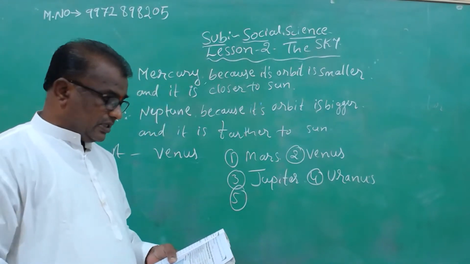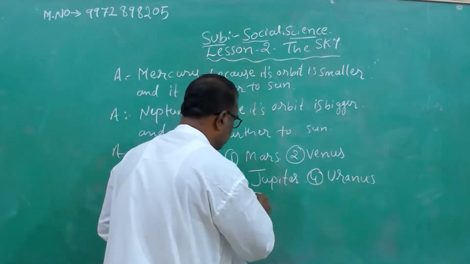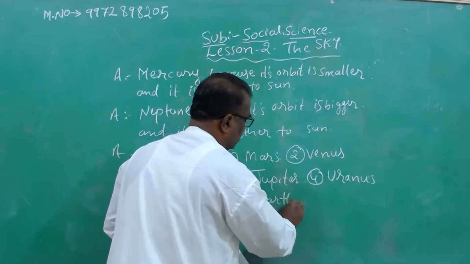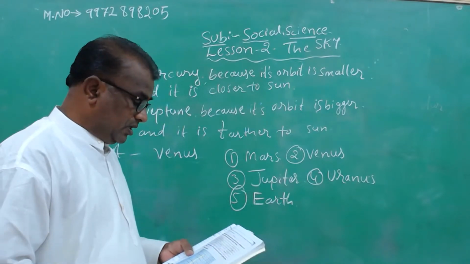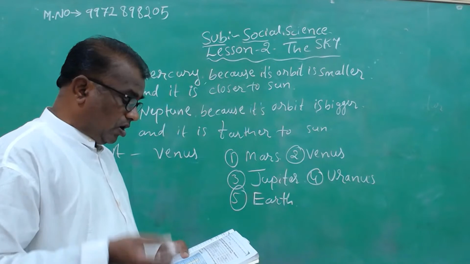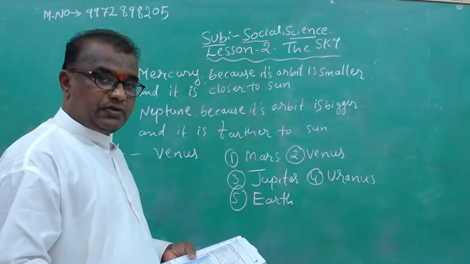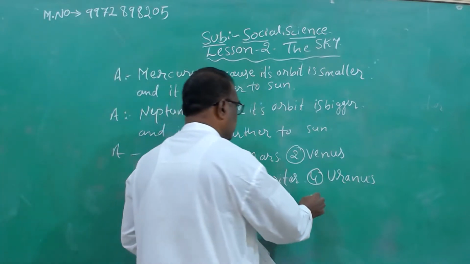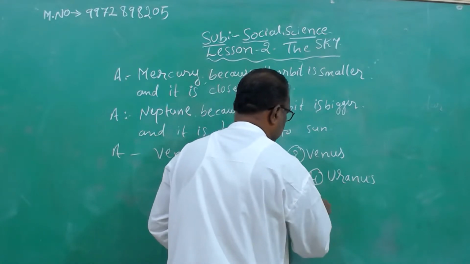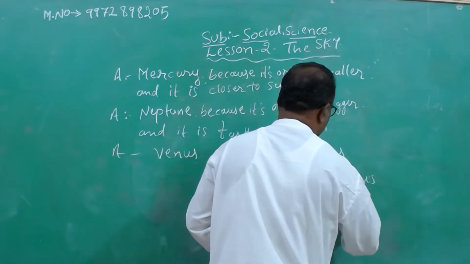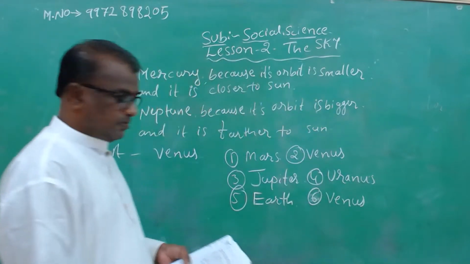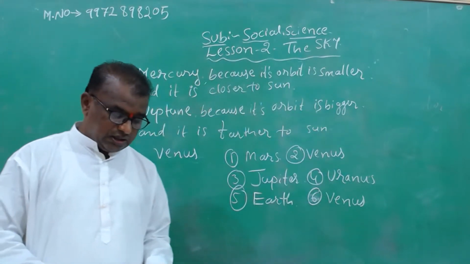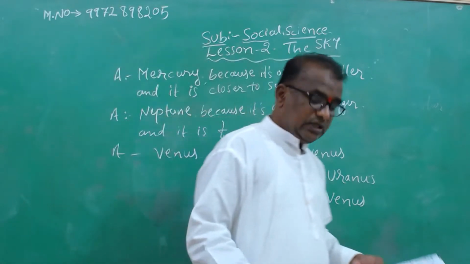Only planet that has life. It is considered Earth. Earth is the only planet that has life in the solar system. Its day is longer than its year. This is the planet Venus. Sixth answer: Venus, whose day is longer than its year.